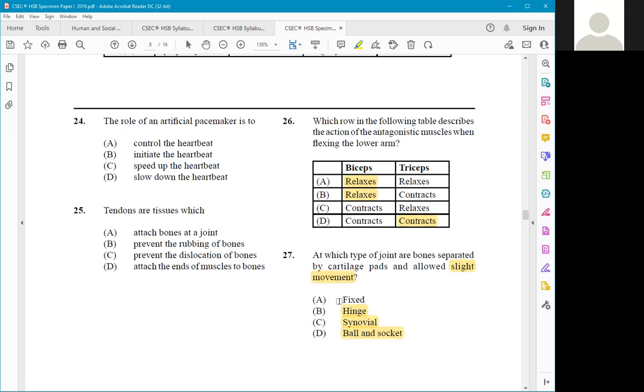If you are in doubt and you think about fixed joint, but the cranium is fixed joint, it doesn't have any movement there. How could they talk about slight movement? So you start to wonder which could be the answer, but you just eliminate the others and you realize that no, these are worse off. The answer has to be A.